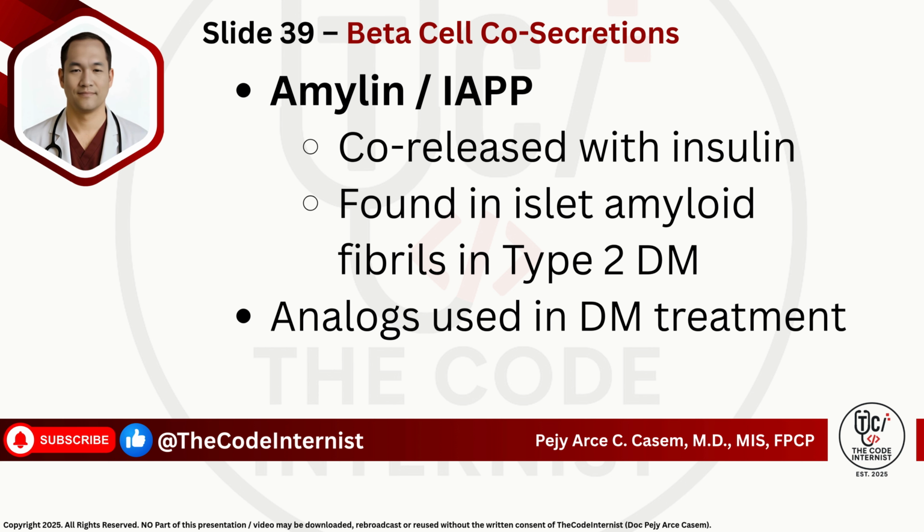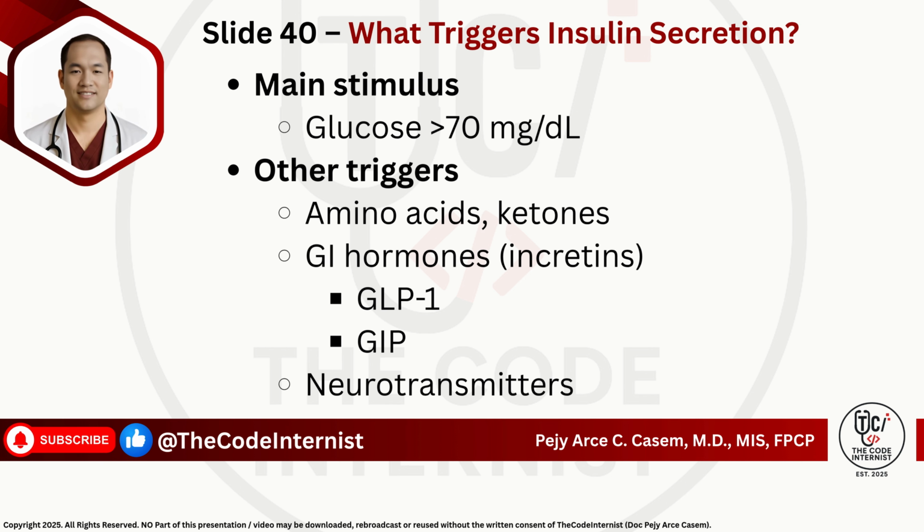Glucose is the primary trigger that tells the beta cells to release insulin, specifically when blood sugar goes above 70 milligrams per deciliter. But it's not the only one. Amino acids, ketones, certain gut hormones, and even nerve signals can also boost insulin secretion. This means insulin response is not just about sugar. It's about how the entire body reacts to a meal or a stress signal.